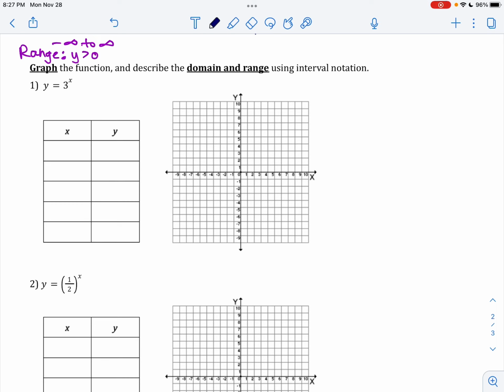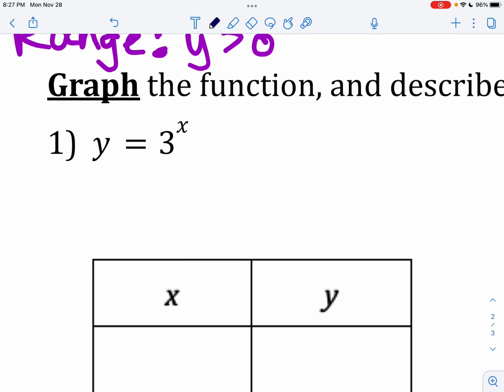All right, so here we only have our b, which means our a is 1 because it's not showing. And so this is going to be exponential growth because b is 3, so that makes it a growth. It's greater than 1.